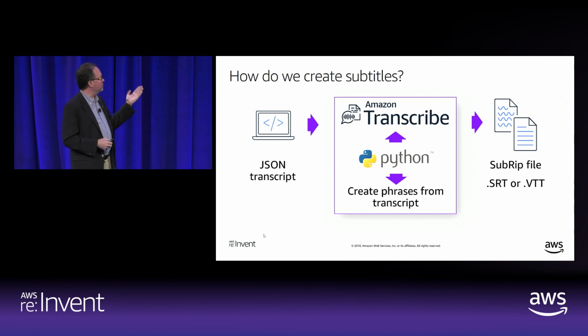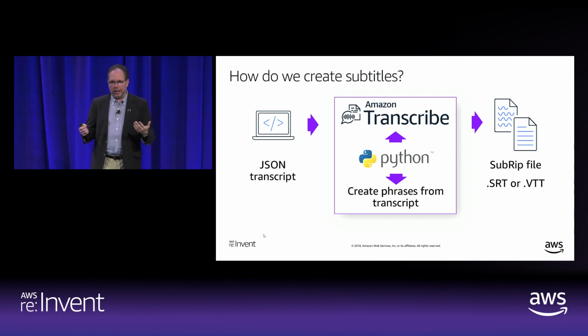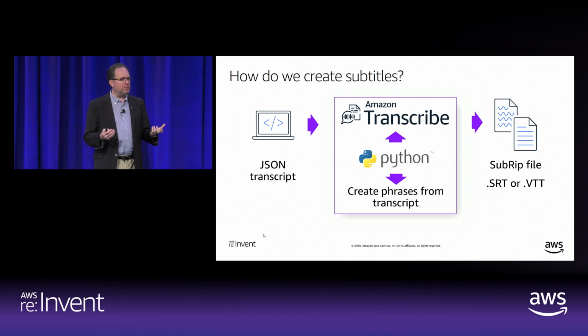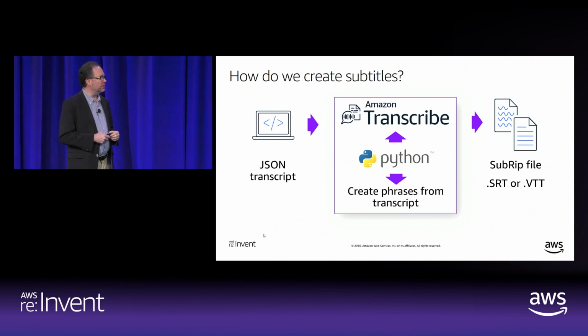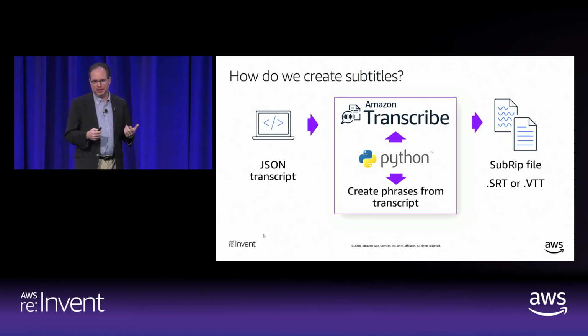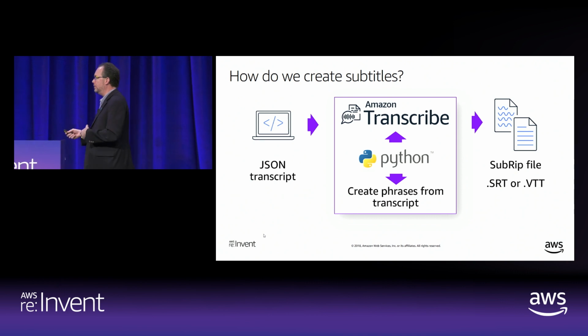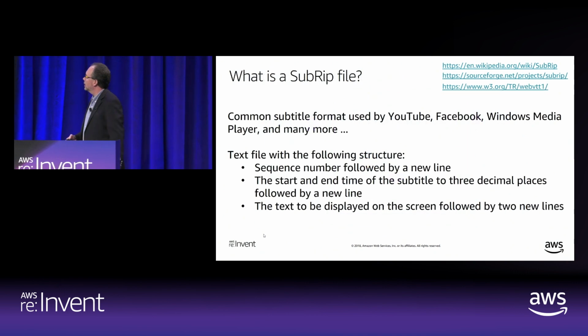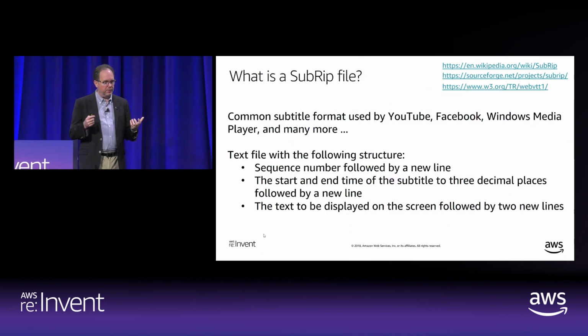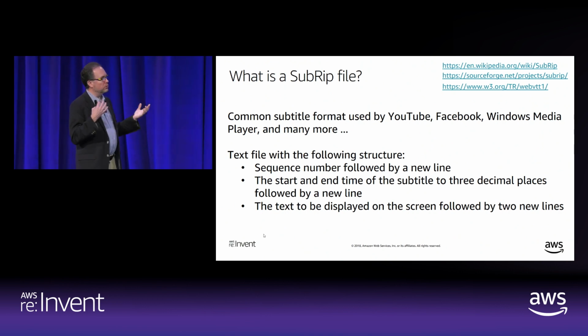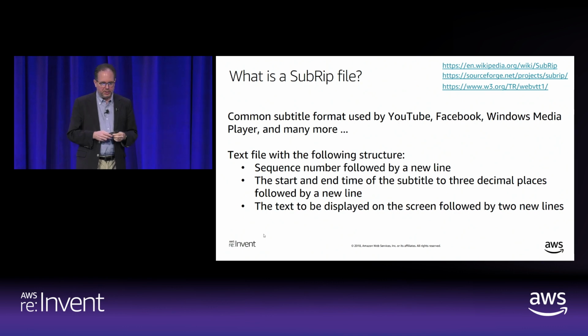So what we need to do is we take that transcript and we need to run it through some code, Python code or whatever, could be Java code, whatever. And a commonly used format for subtitles is called Subrip files. So they're typically either SRT files or they could be VTT files, whether they're WebVTT or SRT. Okay? So what is a Subrip file? It's a common format used by Facebook, YouTube, a bunch of these different media companies.